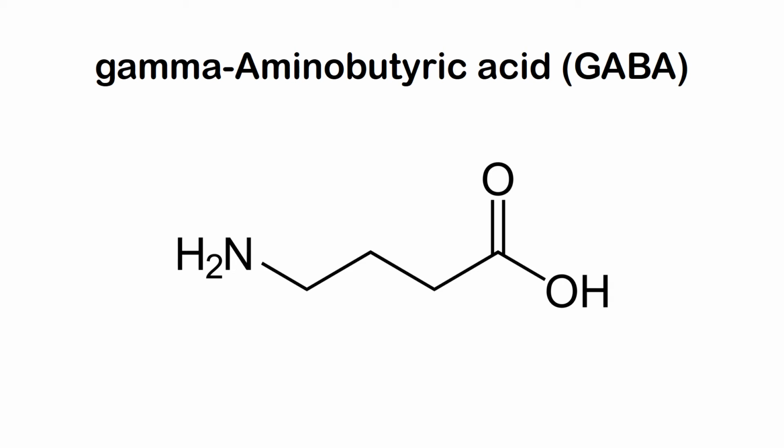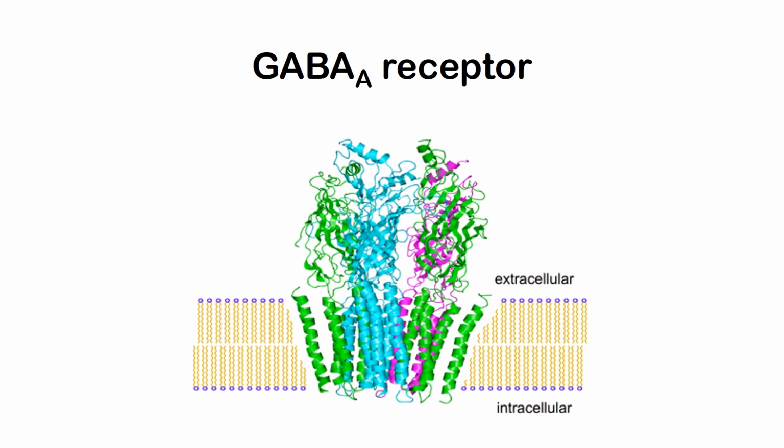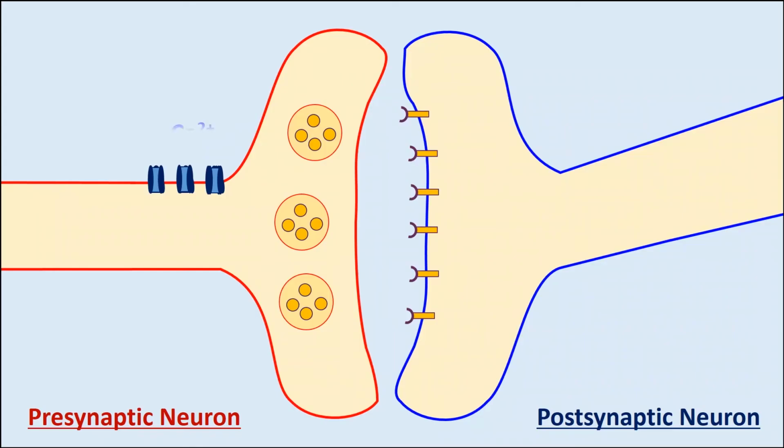GABA will travel across the synapse until it reaches the GABA A receptor. The GABA A receptor itself, again, is a tetramer. Once GABA binds to the GABA A receptor, those 4 components of the protein spread apart, creating a pore. As a result, chloride ions are now allowed to enter the cell. As chloride enters the cell, it can create a hyperpolarization.